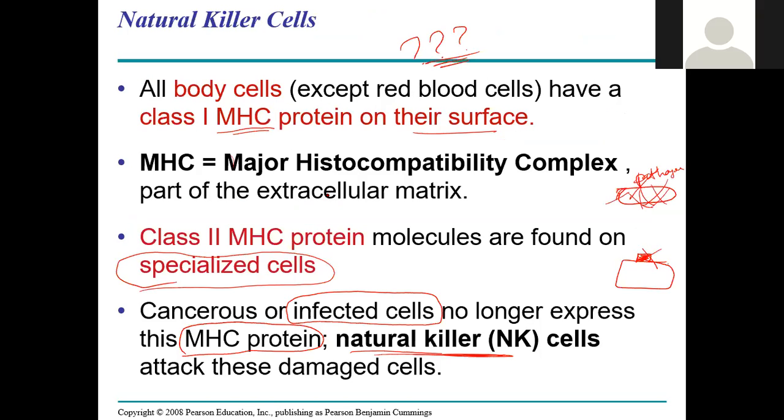Mister, you said that red blood cells don't have MHC in their protein, and why? Is it because they don't have a nucleus? Red blood cells do not have a class 1 MHC. Is it because red blood cells don't have a nucleus? That's why they don't have MHC? Yeah, excellent. Yes.